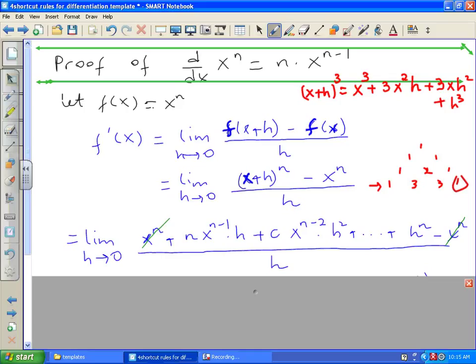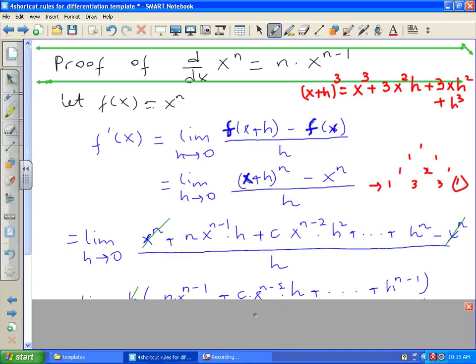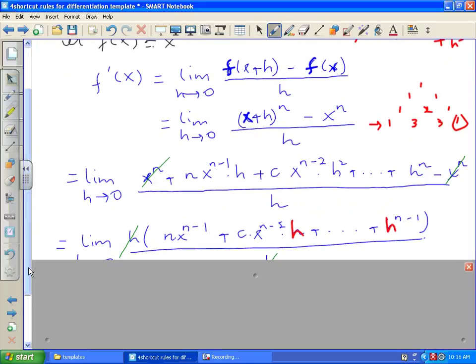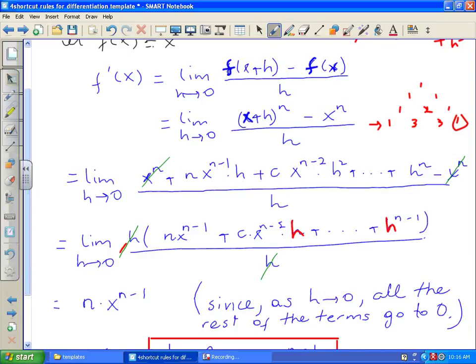Now everything else has an h in it, which means you can factor out an h from everything else that is remaining. So if you were to factor an h, this is already gone, okay? If you were to factor an h out of this, that would be 3x squared, right? And everything else though will still have an h in it. All the other terms will have an h in them. So as h goes to 0, the h's you factored out, they disappear. These disappear.